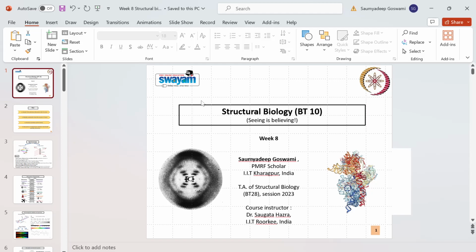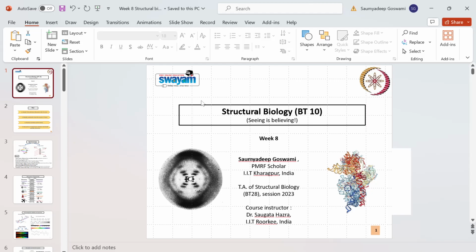Welcome to the course of structural biology, weekly discussions. Today is the week 8 discussion, and we have been continuing it for the last 7 weeks. Today we will be talking about the different spectroscopic techniques.